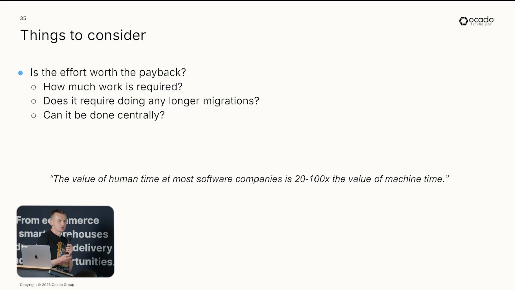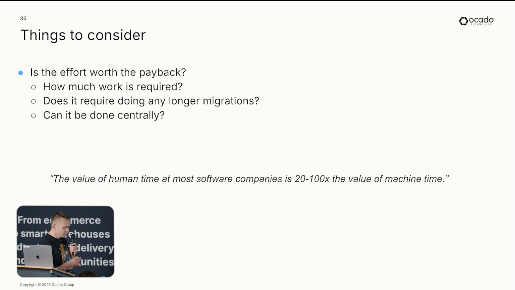So, things you should consider when you are picking your cost-saving ideas. Is the effort worth the payback? So actually, how much work is required to deliver something? And does the work require doing any longer migration, maybe going to many product teams, asking them to modify their code? In that case, it's going to take a bit of time. And can you actually do some of the stuff centrally for them without even asking them? That will be much faster.